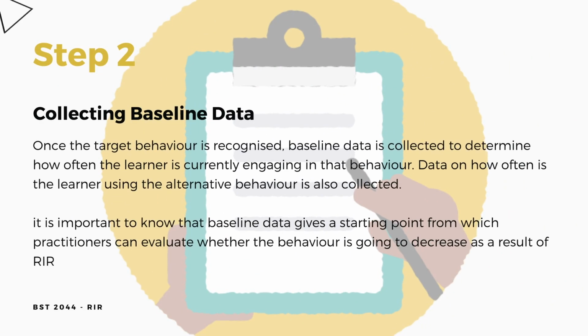Step 2. Collecting baseline data. Once the target behavior is recognized, practitioners collect baseline data to determine how often the learner is currently engaging in that behavior. Data is also collected on how often the learner is using the alternative behavior. It is important to know that baseline data gives a starting point from which practitioners can evaluate whether the behavior is going to decrease as a result of RIR.